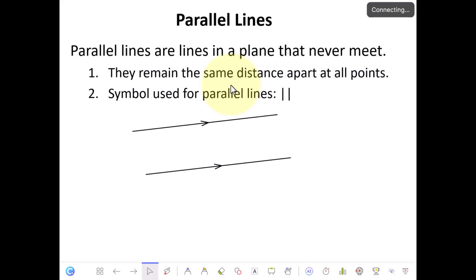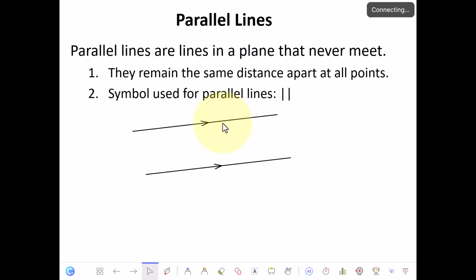Now, we say parallel lines are lines in a plane that never meet. You can see the sketch we have here. You can see the two lines that are parallel lines. You can see the arrowhead. These are parallel lines, so take note of that. The arrowhead signifies that the two lines are parallel. So take note of that.